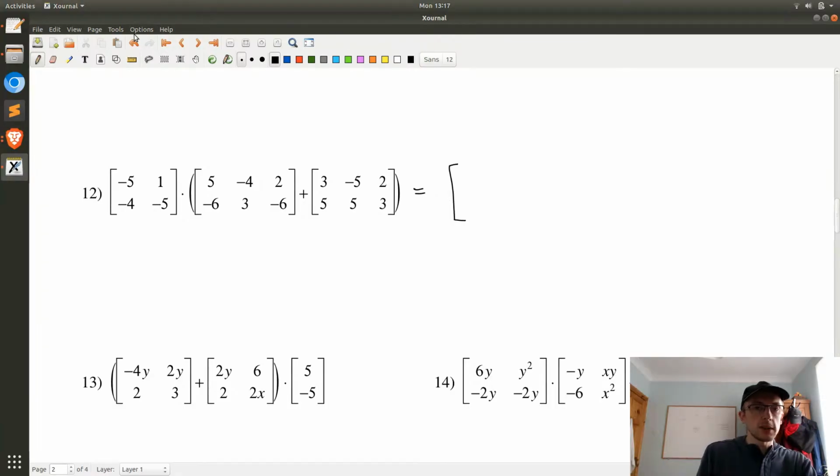So it's probably better to just add them first. And we'll do that. So we're going to just get 8 minus 9, 0, minus 1, 8, minus 3. And we'll put the matrix in front of it, the 2 by 2 matrix in front of it.